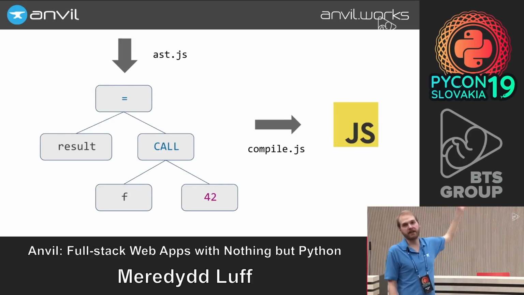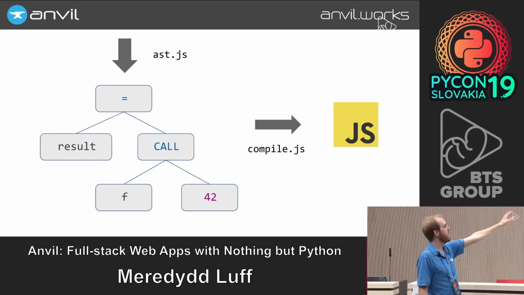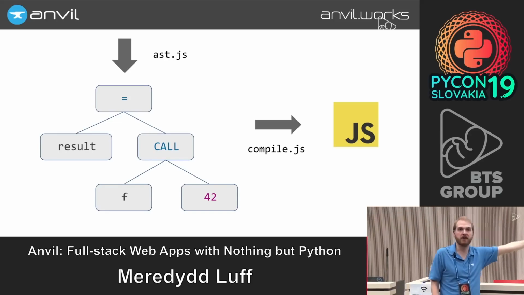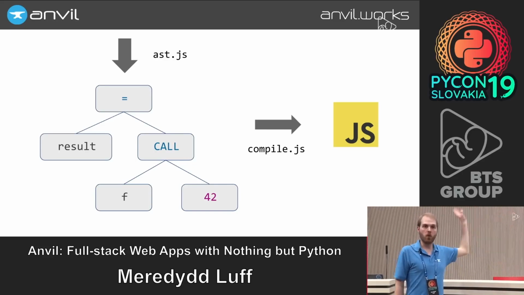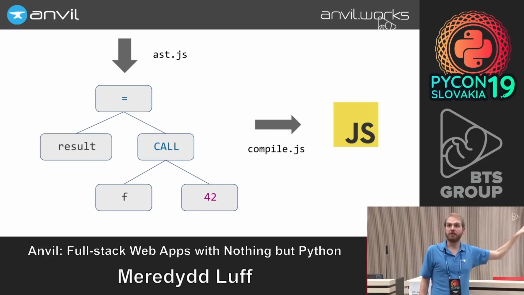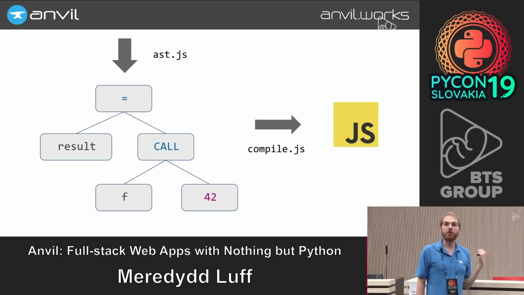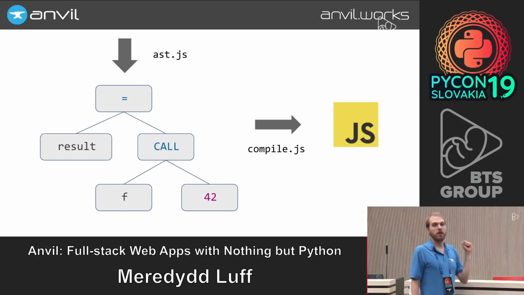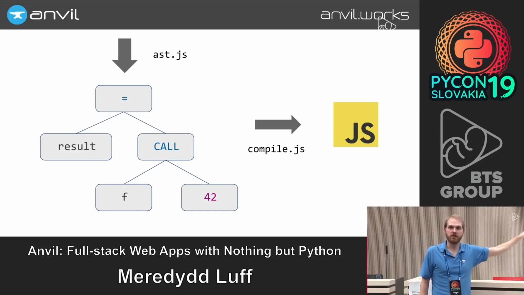So, here it's an assignment. The thing we're assigning to is a variable called result. The value we are assigning from is a function call. We're calling the function called f, and we're passing these arguments and so on. And then there's a compiler that walks over this tree, emitting JavaScript. So it's pretty clear that this is the thing that we're going to have to modify if we want to support blocking execution.